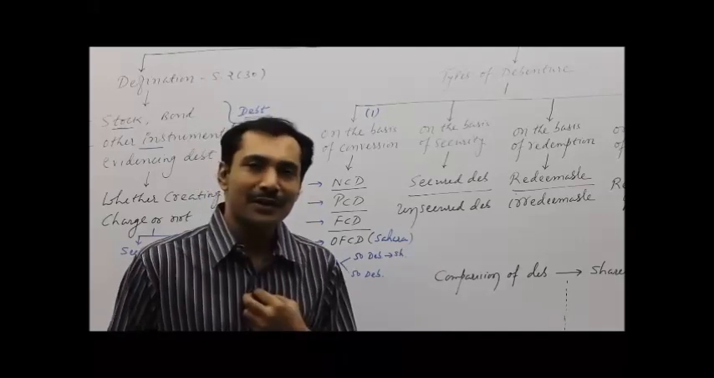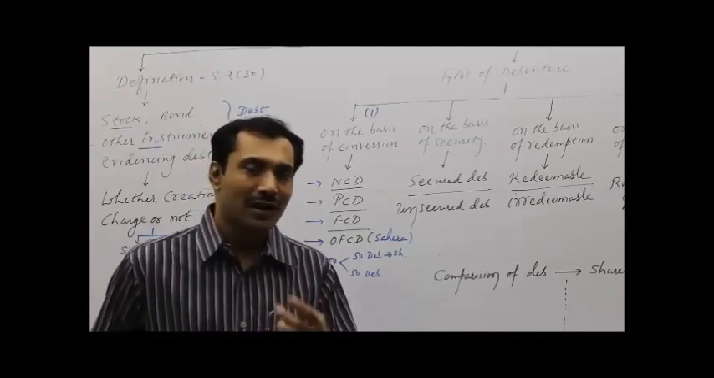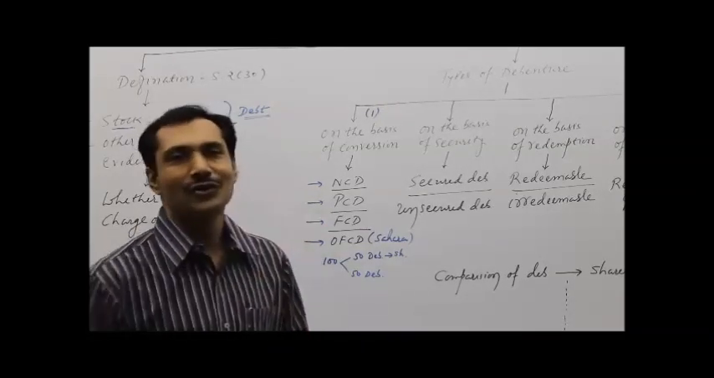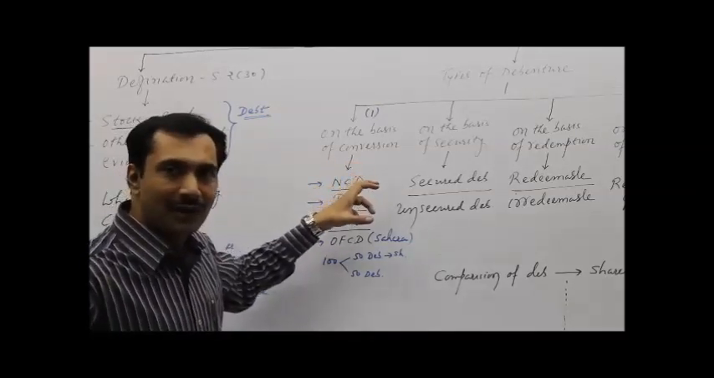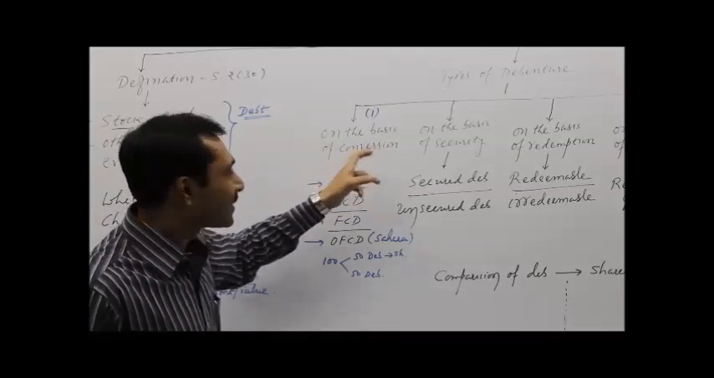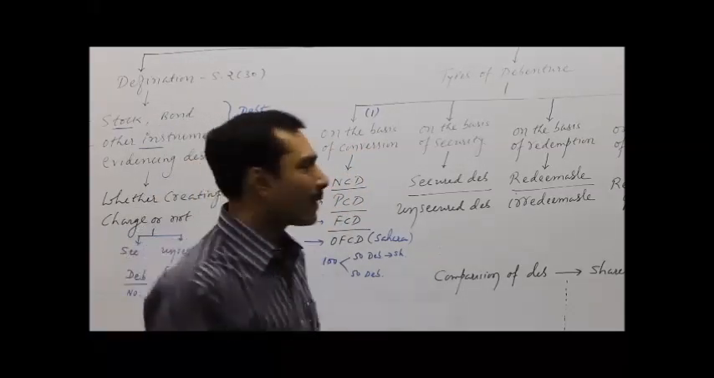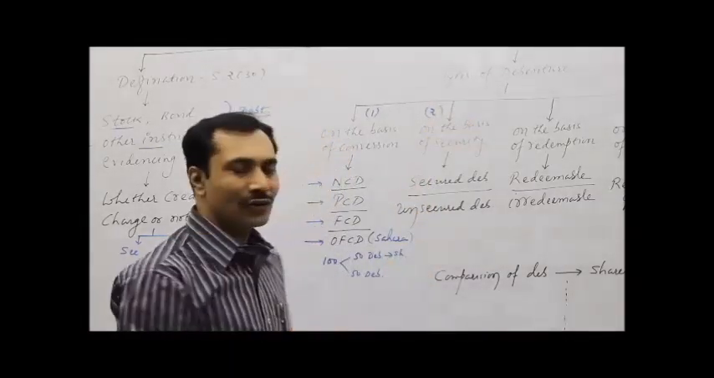So if I am a debenture holder, I need to exercise my option. On exercise of the option, the debenture will be converted into the shares, right? So the first category of classification is on the basis of the conversion. Category number 2 is the classification based upon the security.